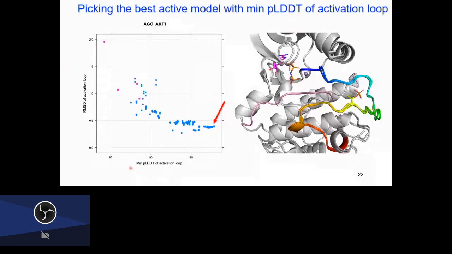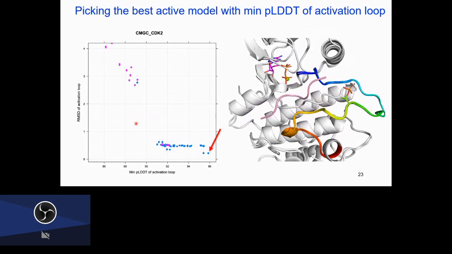And so this plot is the minimum pLDDT on the x-axis. On the y-axis is the RMSD to a substrate-bound structure that we use. So for AKT1, you can tell that by the time you get to the highest pLDDT, you're down to an RMSD of about 0.5 angstroms. And the structure superposition of the model and the active structure are here on the right. Same thing for CDK2. Again, some very poor pLDDTs had rather bad RMSDs, but the best pLDDT had a very low RMSD.